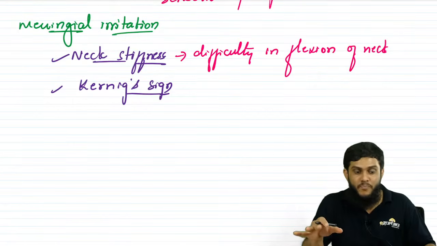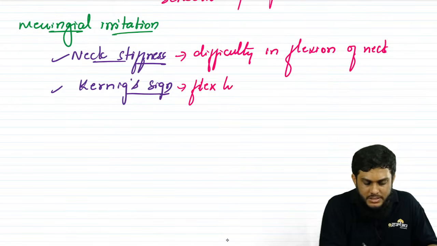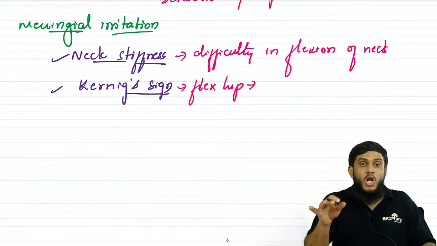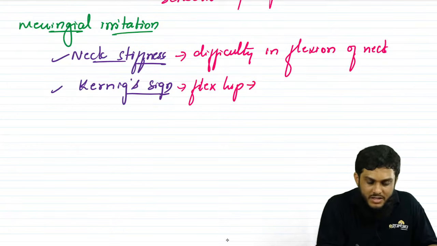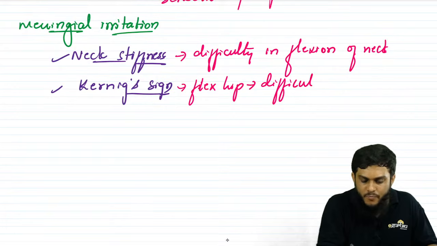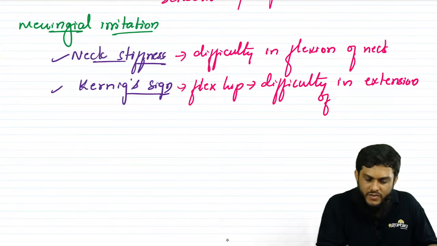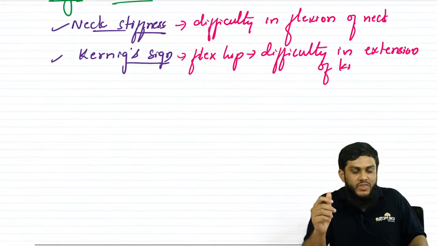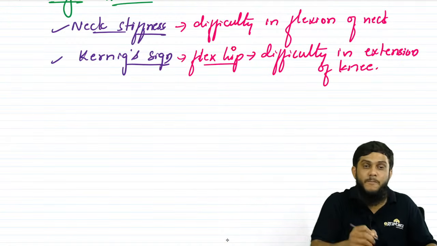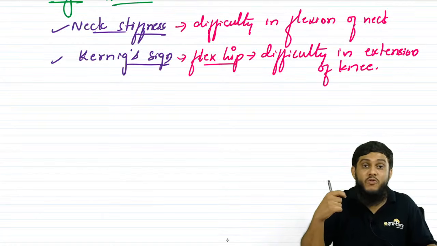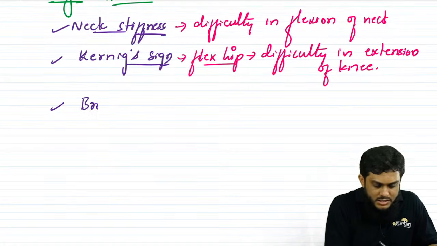When the patient is lying down, we ask the patient to flex the hip. Along with the hip, the knee is also flexed. Now we ask the patient to extend the knee. Difficulty or pain in the extension of the knee, or inability to extend the knee fully when the hip is flexed, is what is known as Kernig sign, which is one more important sign of meningeal irritation. The third important sign is Brudzinski sign.